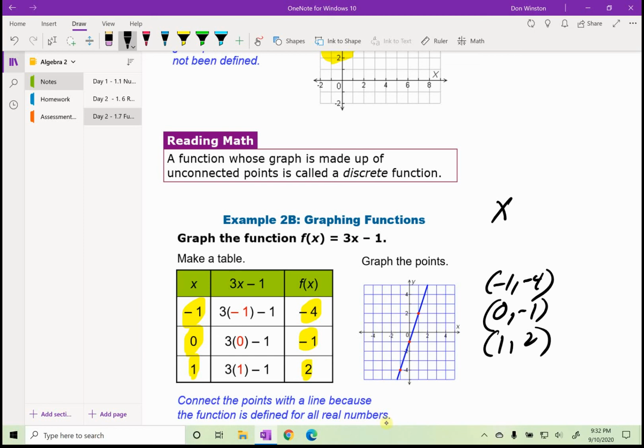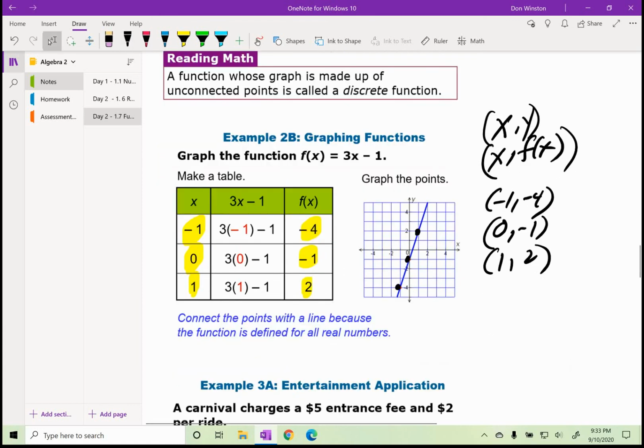Again, we have x and y, or x and f of x, as an ordered pair. And we graph it. At negative 1, we're at negative 4. At 0, we're at negative 1. And at 1, we're at 2. Now we can graph the line because this is not a discrete function. Every point is defined on that function, so we connect the points with a line because the function is defined for all real numbers.